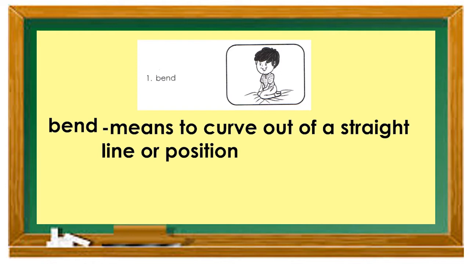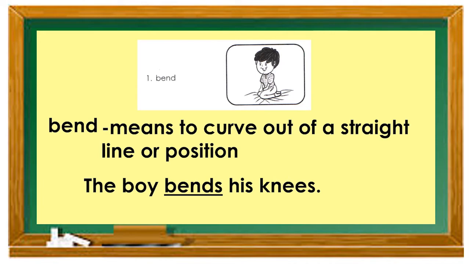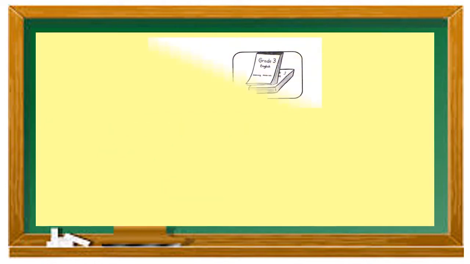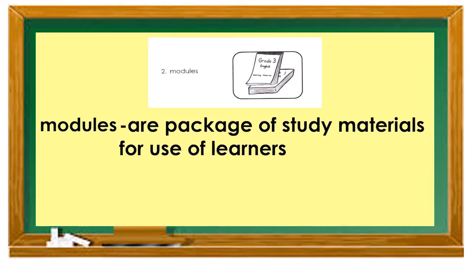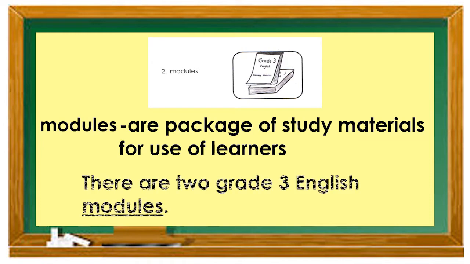Bend means to curve out of a straight line or position. In the picture, the boy bends his knees. The boy bends his knees. Second word is modules. Modules are package of study materials for use of learners. There are 2 grade 3 English modules.